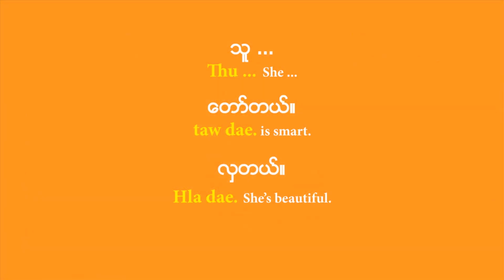So how would you add the le particle, the also or too particle, to call attention to the shared attributes of this young lady? You say thu to le tore, hla le hlare. This is how you recycle the verbs and make it a pretend noun. One more time, you say, thu to le tore, hla le hlare. That means she is brilliant as well, she is gorgeous as well.